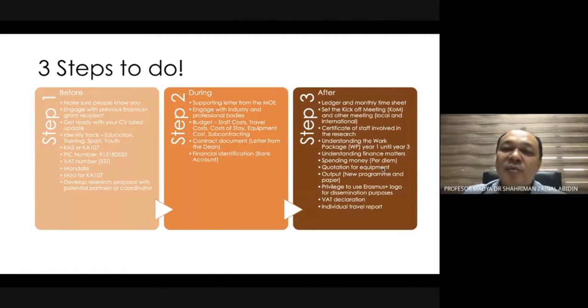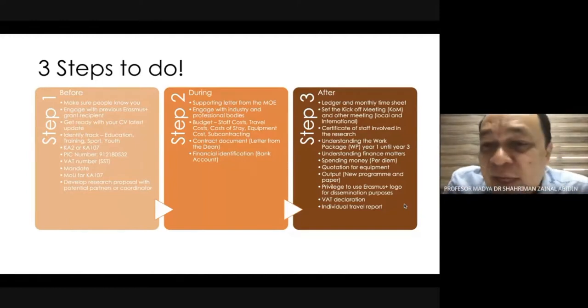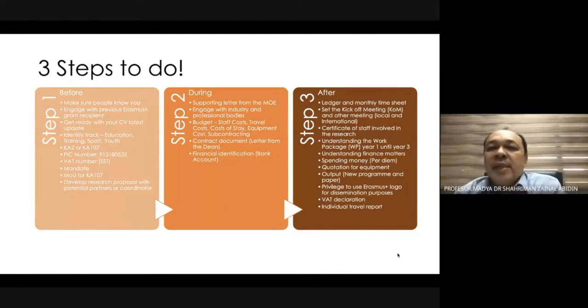So maknanya European Commission dia akan tengok dari segi pembelian barang lah, dia transparent on that. And then talking about output of the project ni, biasanya untuk KA2 dia biasanya in the form of new program lah. Dan dia akan ada several papers, normally for dissemination plan. Then you have a privilege to use Erasmus Plus logo for any dissemination purposes.